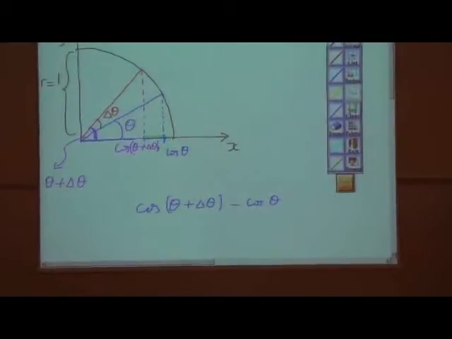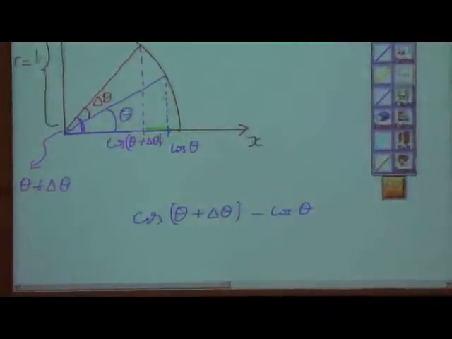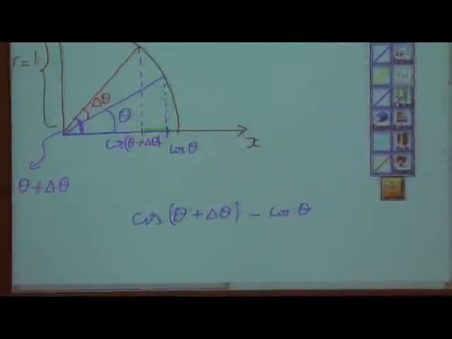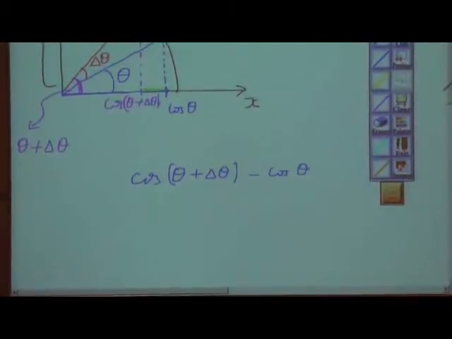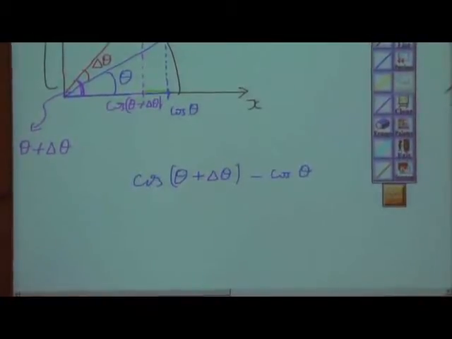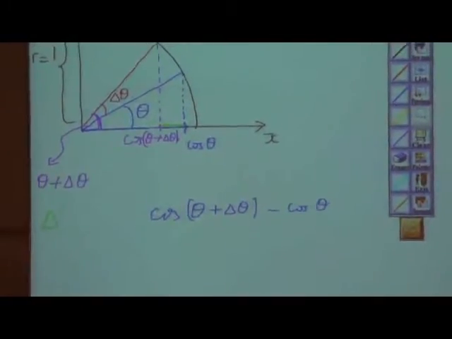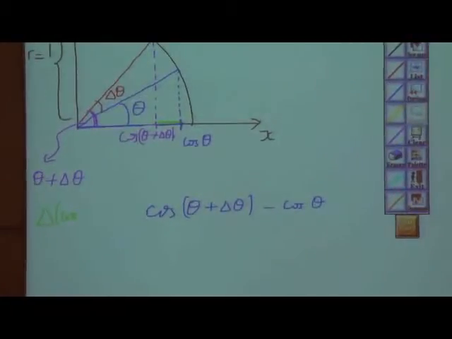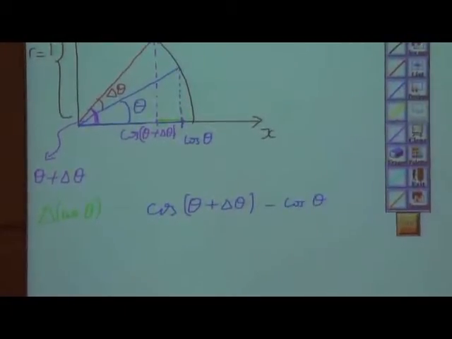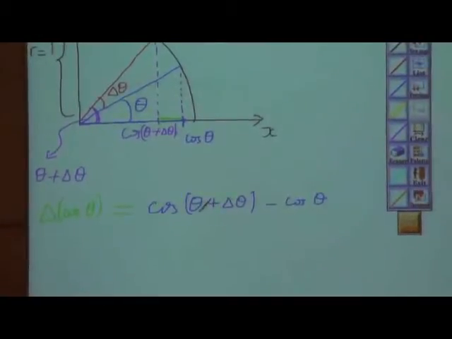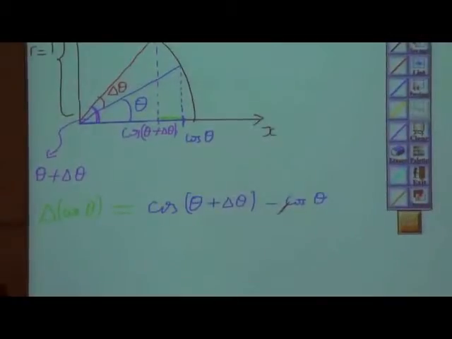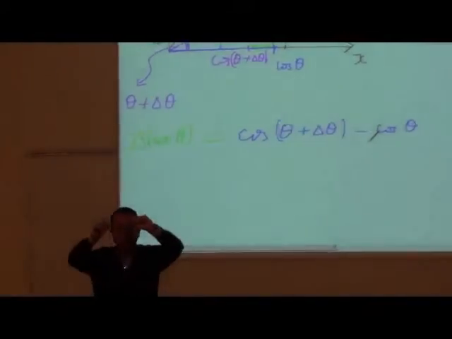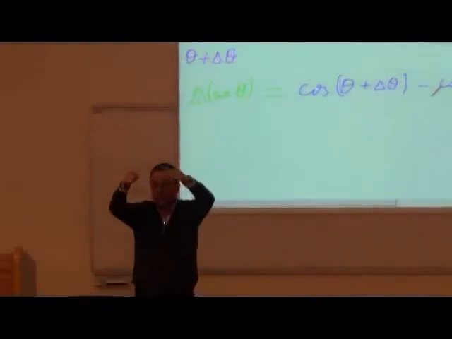Now what do I want? Of course I want to calculate from this figure the following. I want to know cos of theta plus delta theta minus cos of theta. This is what I need in calculating the derivative. How much has this cosine changed? All right? Now, can I see that in the picture? Yes. It is this length. Right?